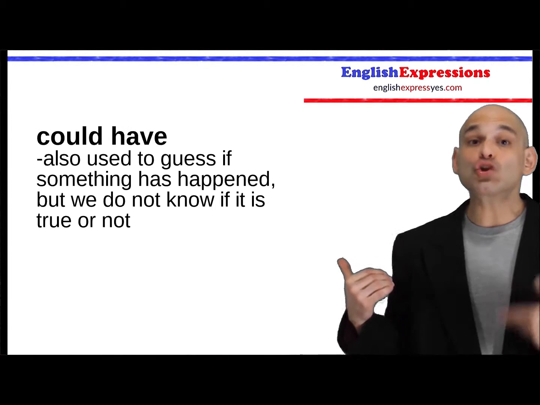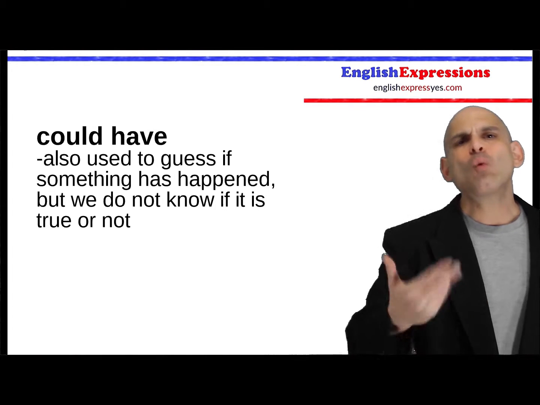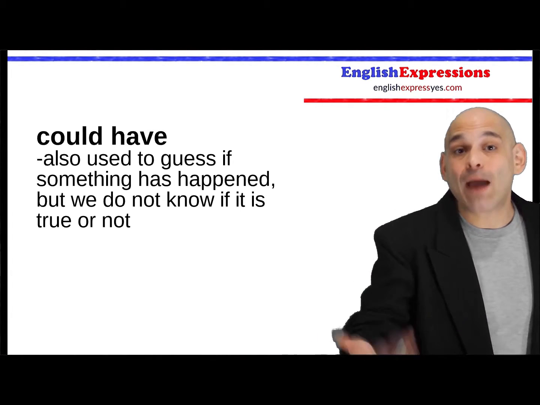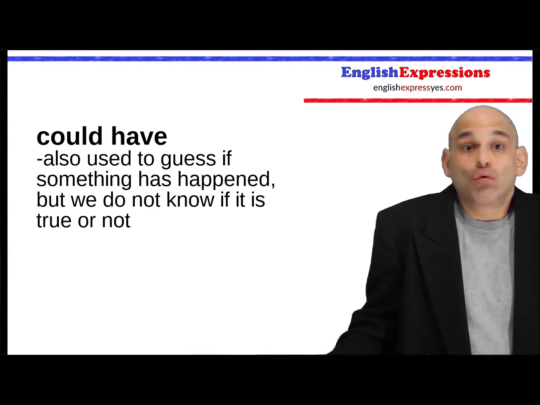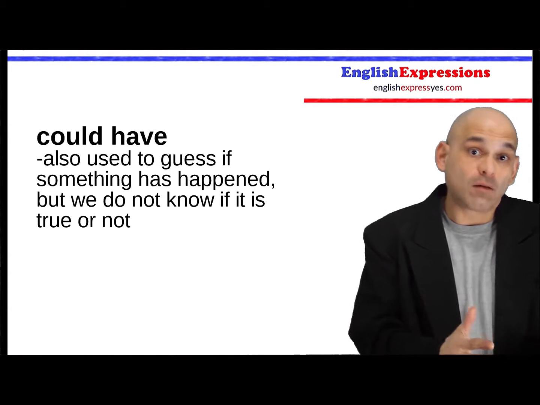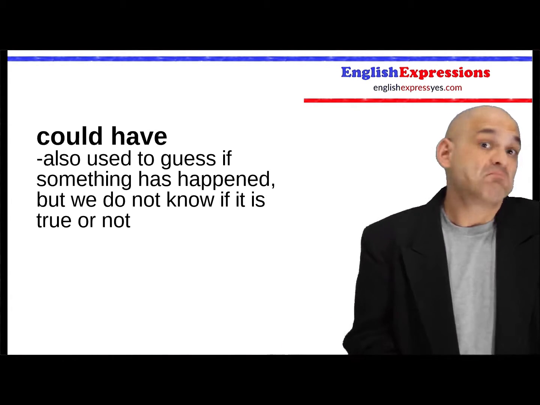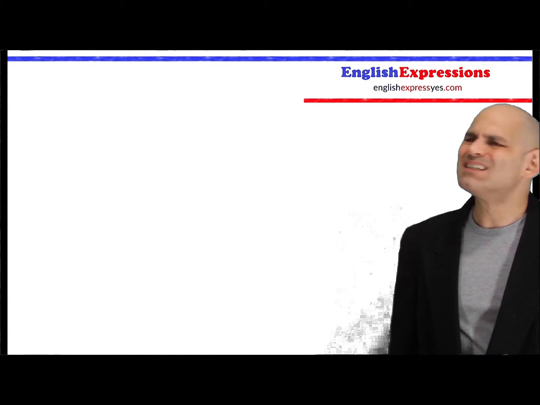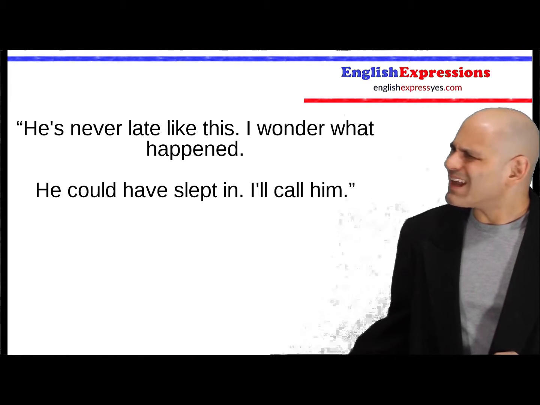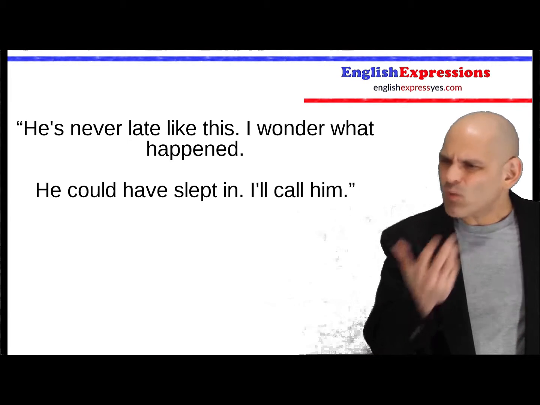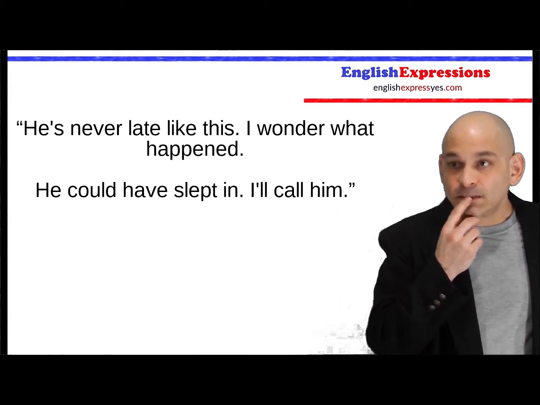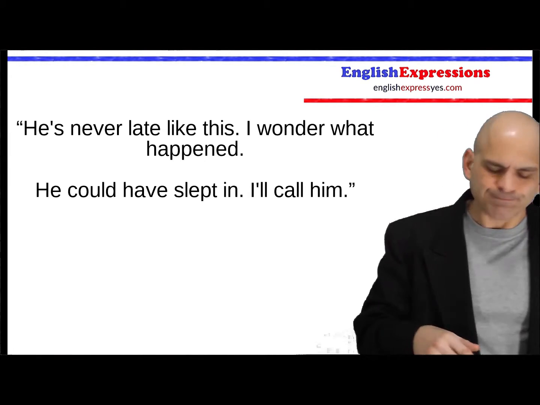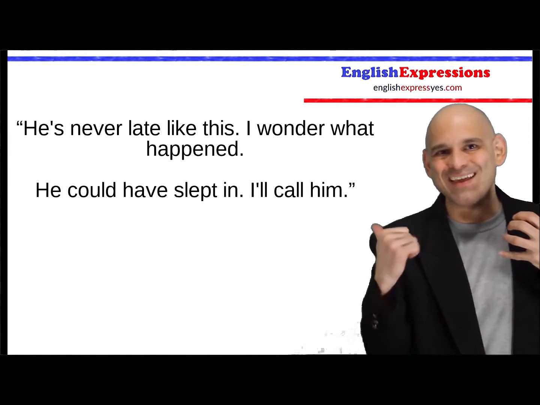Now, we can also use could have when we are guessing something that happened in the past. But we don't know the truth, if it happened or not. We just make a guess. Maybe it happened. He's never late like this. I wonder what happened. He could have slept in. I'll call him.